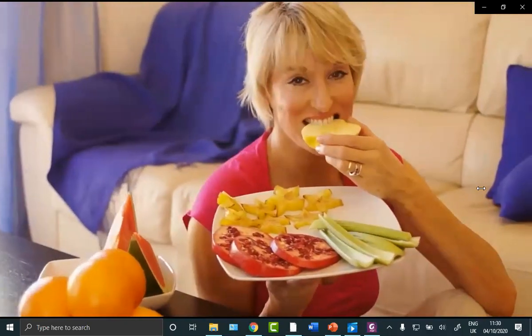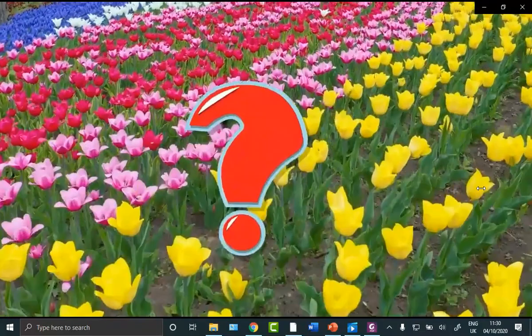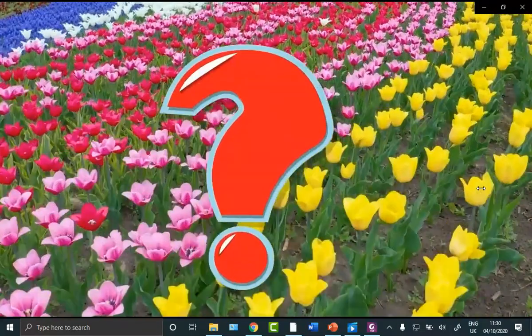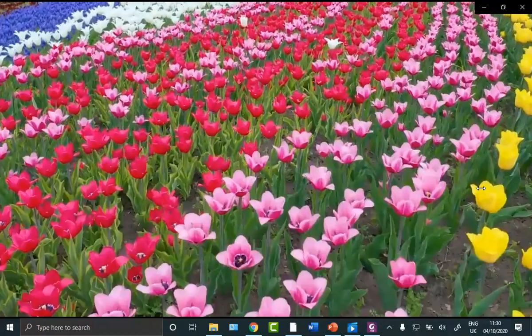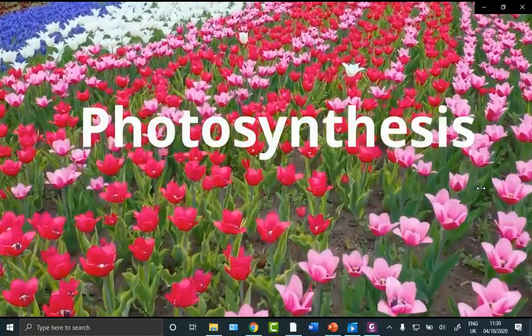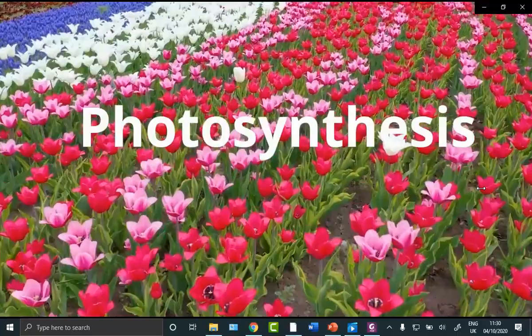However, have you ever thought, do plants need food? Yes, but how do plants get food by just standing around all day? Plants get their energy using a process called photosynthesis. In order for photosynthesis to take place, a plant needs 3 items.